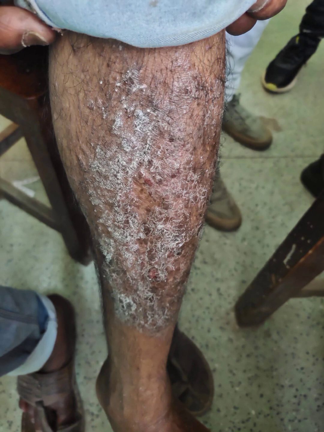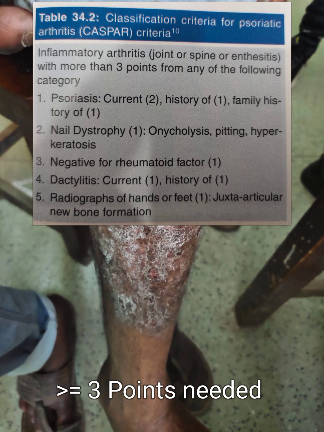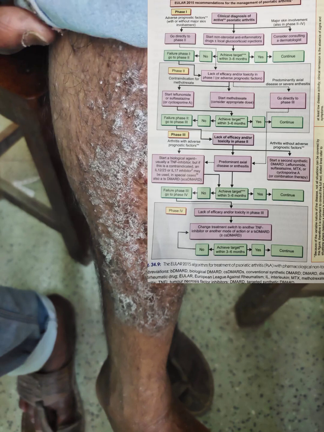According to the CASPAR criteria, we diagnosed this case as psoriatic arthritis. The CASPAR criteria matches with current psoriasis, which accounts for 2 points. Typical psoriatic nail changes, dystrophy, was there, and the patient has a negative RA factor. The patient is having dactylitis or a sausage-shaped finger, and there was radiological evidence of juxta-articular new bone formation. So all these account for the diagnosis of psoriatic arthritis according to the CASPAR criteria.